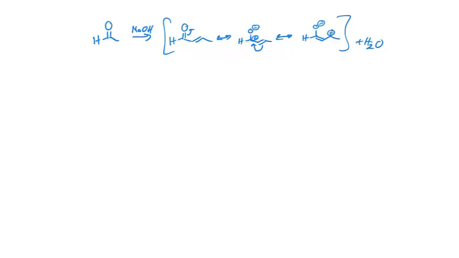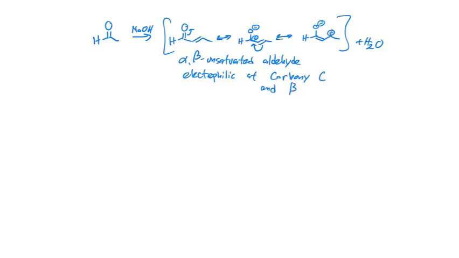But the interesting thing about this alpha-beta unsaturated aldehyde is that it is also electrophilic at the beta carbon. So what we have here is an alpha-beta unsaturated aldehyde, and that of course can be created via an aldol condensation, and it is electrophilic at the carbonyl C and the beta carbon. So let's look at the potential products that we could get.